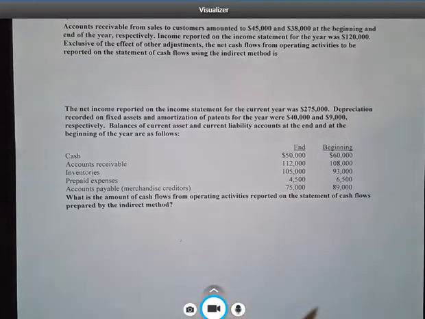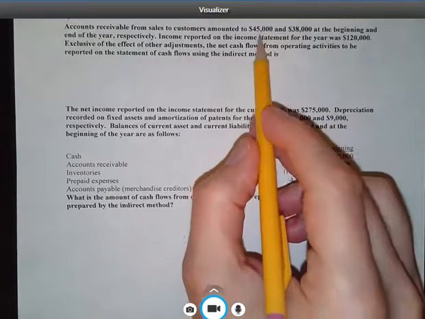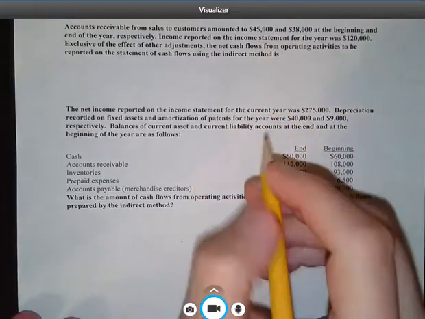Next question says, accounts receivable from sales to customers amounted to $45,000 and $38,000 at the beginning and end of the year, respectively. Okay. Income reported on the income statement for the year was $120,000, exclusive of the effect of other adjustments. The net cash flows from operating activities to be reported on the statement of cash flows using the indirect method is. Okay, so what they're telling us is the only thing we have to consider is accounts receivable.